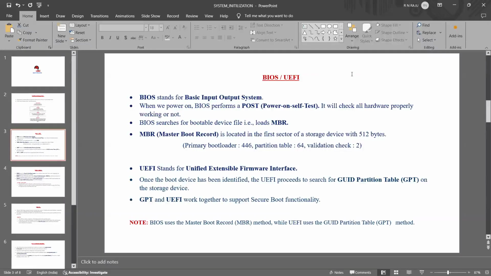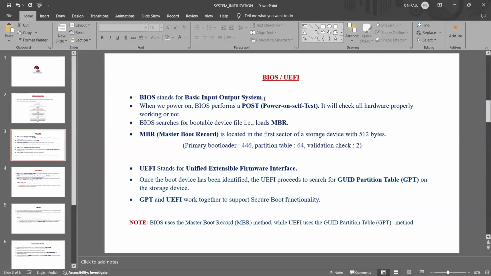What is the difference between BIOS and UEFI? Now we'll explain. First, let me discuss BIOS. BIOS stands for Basic Input Output System. When you power on your computer, BIOS performs a POST, that is, power-on self-test. It supplies power to all connected devices, distributing power to the keyboard, hard disk, mouse, RAM and everything. It will check that all hardware connections are proper.